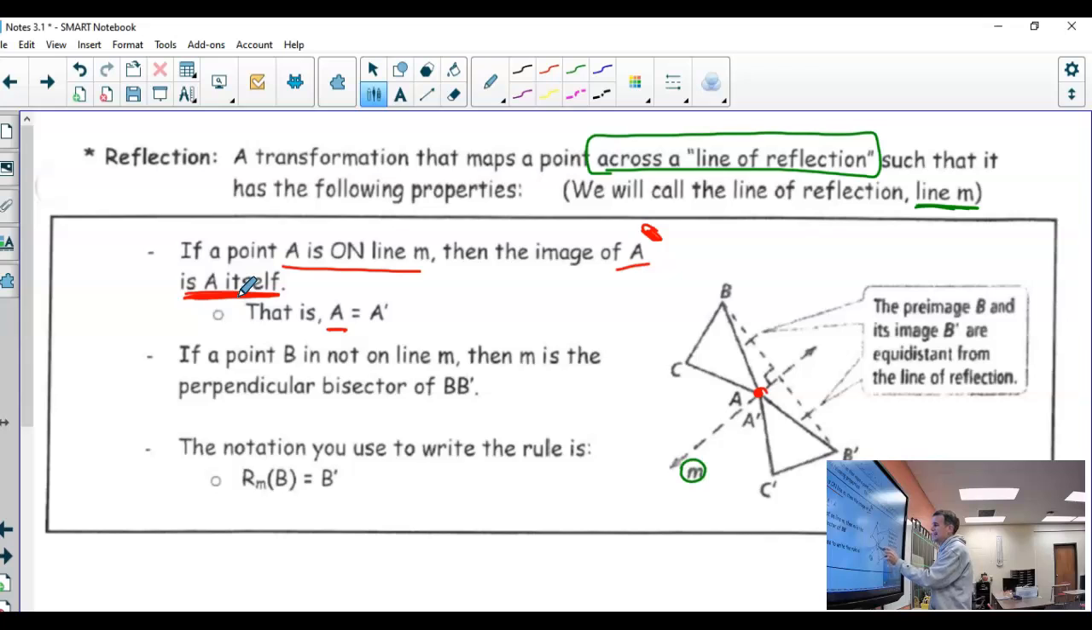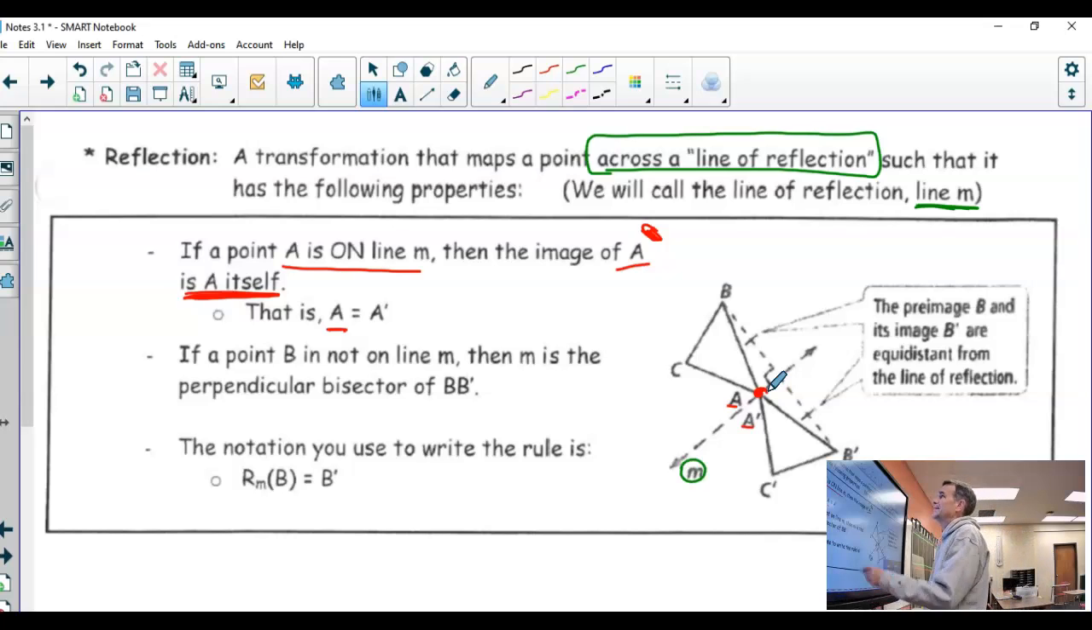So you can see here that A and A prime are actually the same point when you're on the line of reflection. Think about touching a mirror, and when you touch a mirror, your reflection point is right there where your finger is. It doesn't move.